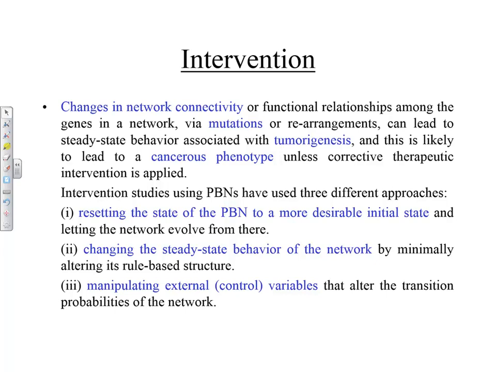The third one would be to use external control variables that alter the transition probabilities of the network, because then this becomes what is called a controlled Markov chain or a Markov decision process. There is a big literature dealing with that. In fact, that is used in many different areas in controls and in communications, like controlling queues and things like that.